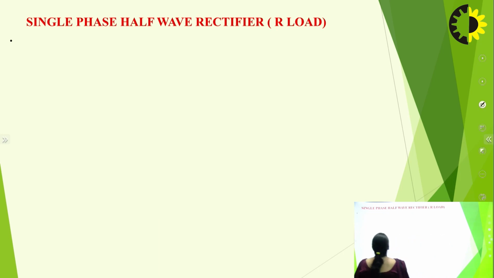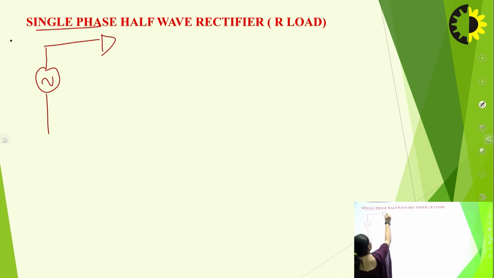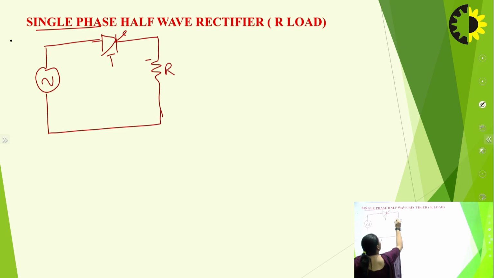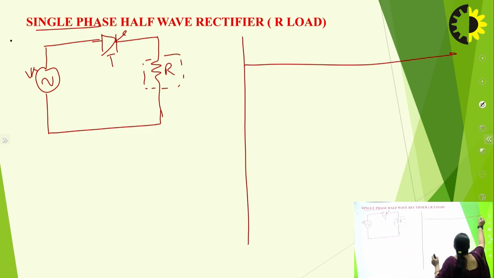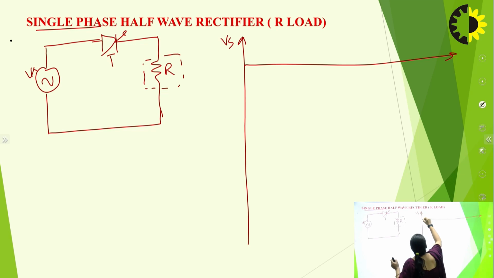Now I will start discussing the half wave rectifier for R load and then RL load, one by one. So first of all, for R load, single phase, I'll apply the single phase supply here, and it is a half wave rectifier. So again I am putting a single thyristor here for R load. This is the R load here. This is the thyristor, and the supply voltage is Vs here. Okay.